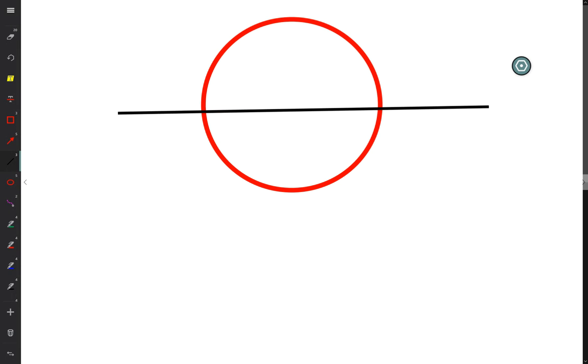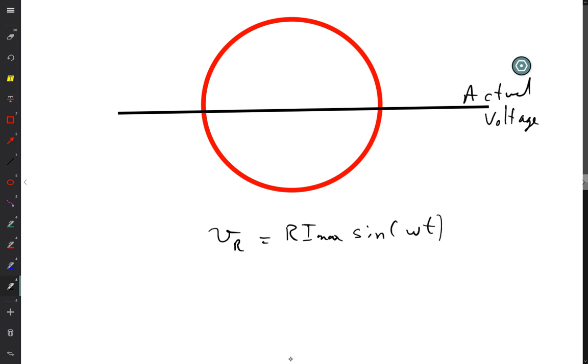Okay, so I have that circle, and the horizontal part is going to represent the actual voltage. And so if I have an equation that says voltage across the resistor is equal to R i max sine of omega t, that's the same as having a vector that goes from the center out to a point on that circle, the circle having a radius of R i max.